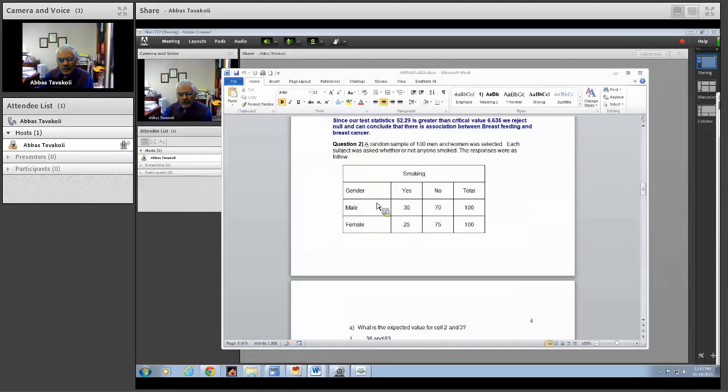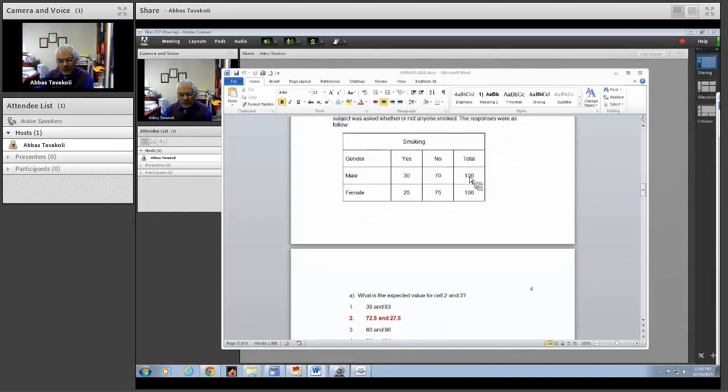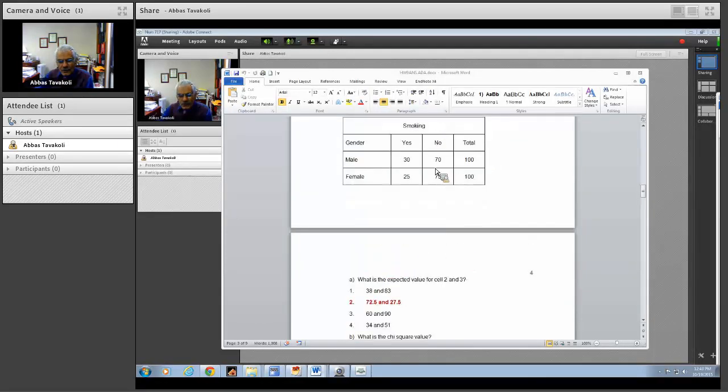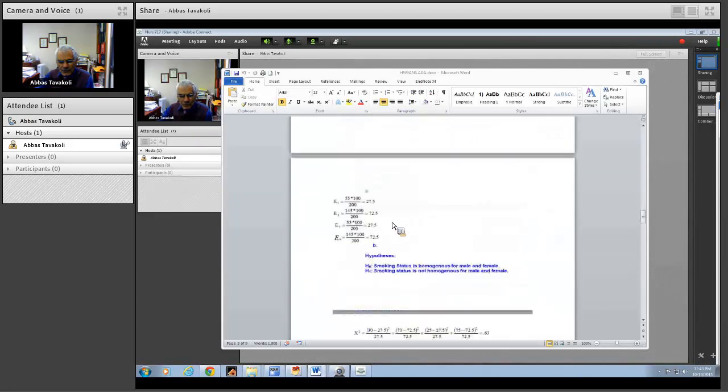Problem 2, here we have two groups or two populations. Each group has 100, and we're asking whether or not anyone has smoked. Again, what is the expected value for cell 2 and cell 3? You calculate that for each cell: 55 times 100, the row and column totals for each of those cells, divided by the total sample.